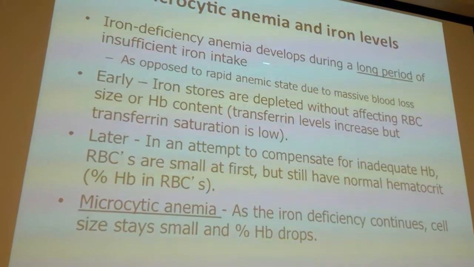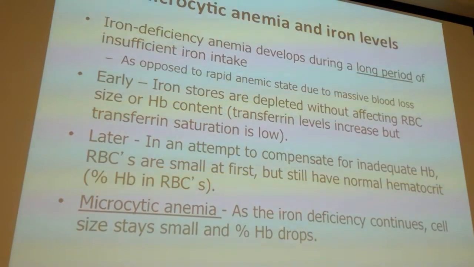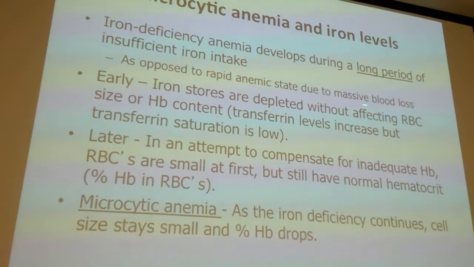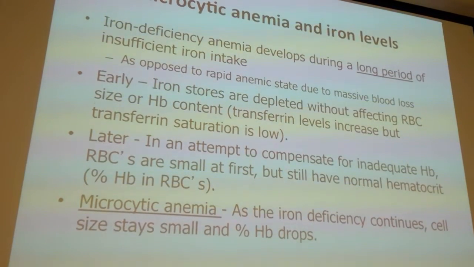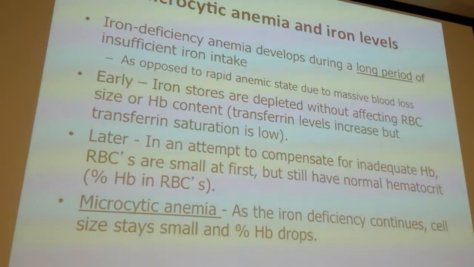So iron deficiency anemia develops during long periods of insufficient iron intake. This is opposed to something like a rapid anemic state, where you just lose a lot of blood cells. You'll have low iron, but you won't immediately develop this microcytic anemia. Early on, iron stores within our body are going to be able to compensate for low intake of iron. So if you start consuming a diet that's low in iron, we have quite a bit of stores in our body that can compensate for this.